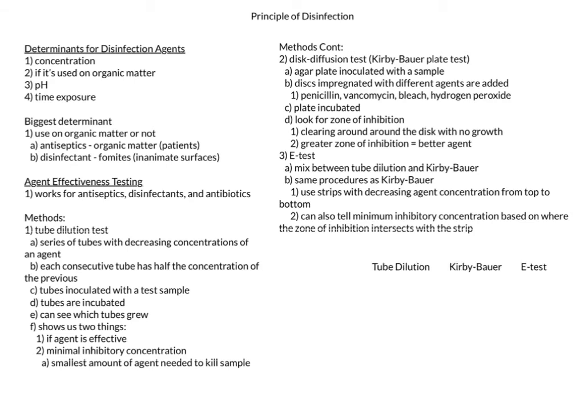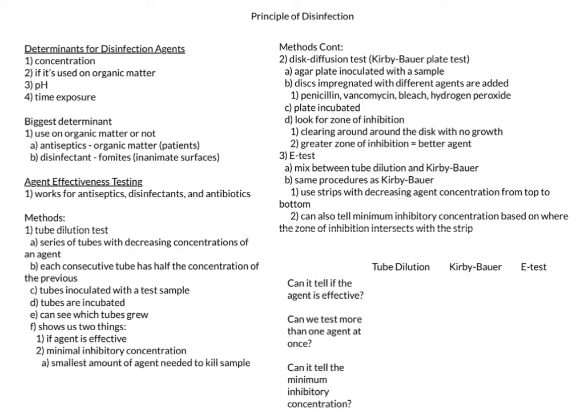Now, when we compare the three methods and decide which one is best to do, we use three criteria. Can it tell if the agent is effective? Can we test more than one agent at once? And can it tell us the minimum inhibitory concentration?